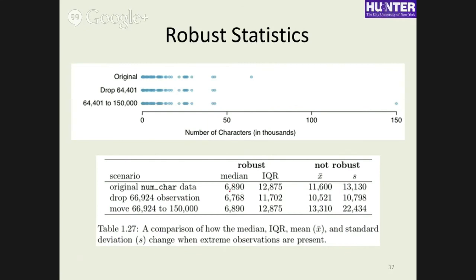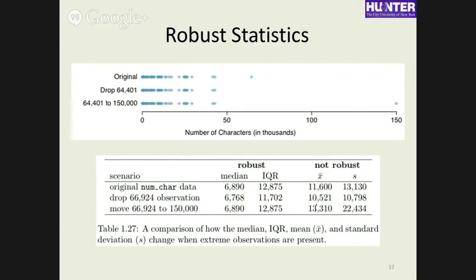When you drop it, the median goes from 6,890 down to 6,700, so it changes by about 100. Whereas the mean also changes by a little over 100. So the mean is not super sensitive compared to the standard deviation, which I'll point out in a second. But when we make this a more extreme outlier, you see that the median doesn't change at all, and the mean does change a fair bit now.